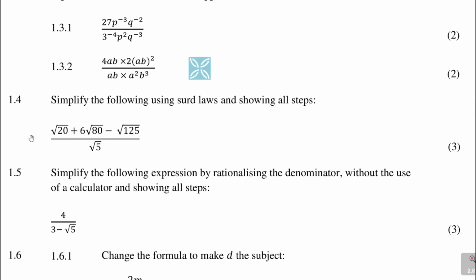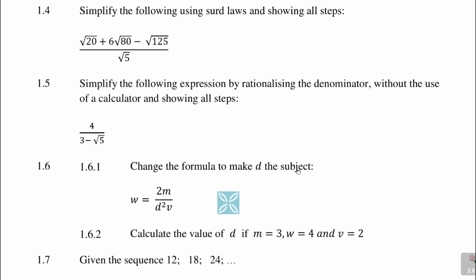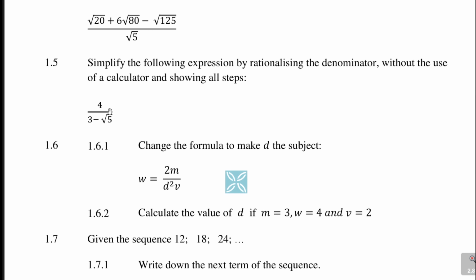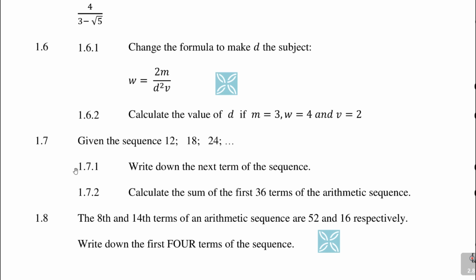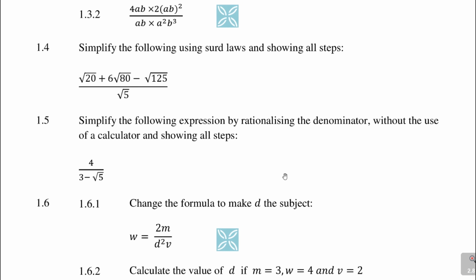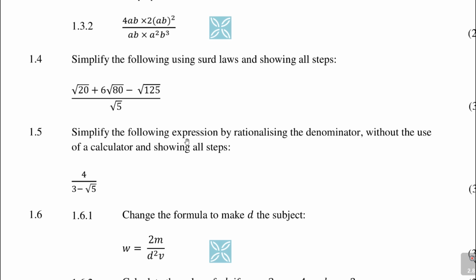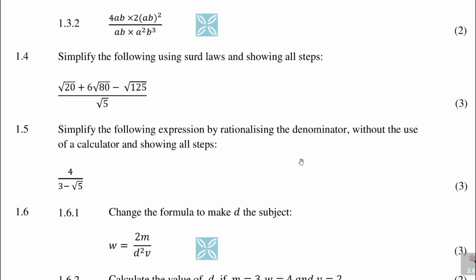Then let's go to 1.5. I think I'm going to end up here, then we continue with 1.6, 1.7, 1.8 because of time. So: simplify the following expression by rationalizing the denominator without the use of a calculator, showing all the steps. Rationalization is also not complicated. It's 4 over 3 minus square root of 5.